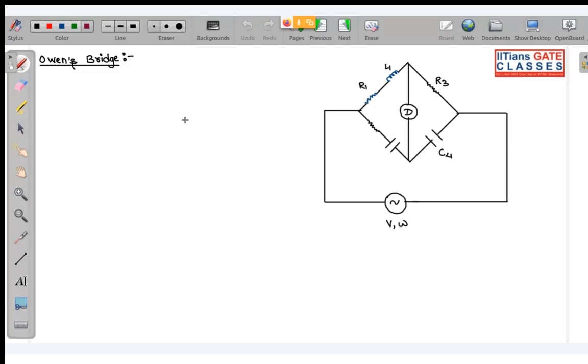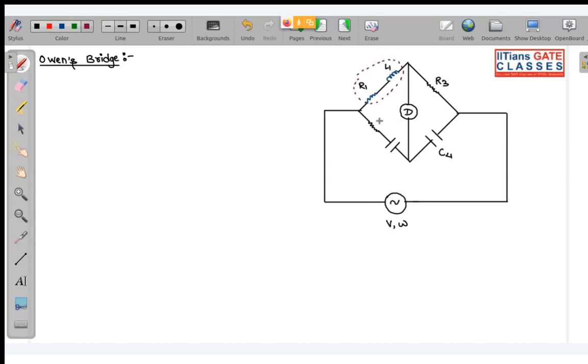Okay. So next we have Owen's bridge. Owen's bridge is basically used to find out mu r, which we have already seen. Magnetic permeability we actually find out over here. So here basically mu r of this coil, which is unknown.